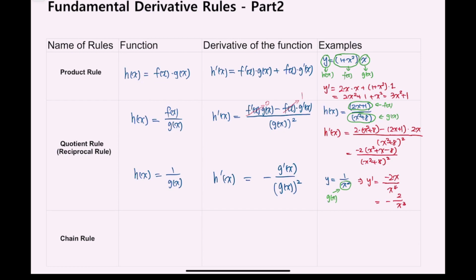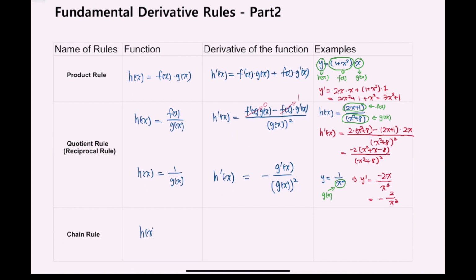Last rule is called chain rule and is handy when f(x) and g(x) are in composite function, like h(x) is f of g(x), which you can write h(x) is f(g(x)). Then the h'(x) is f'(g(x)) times g'(x).